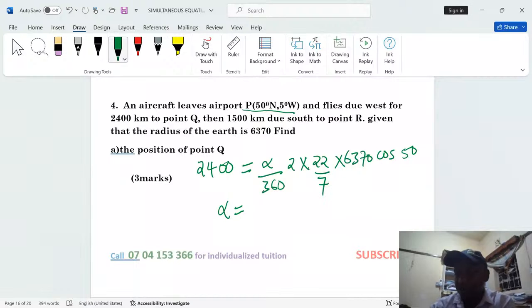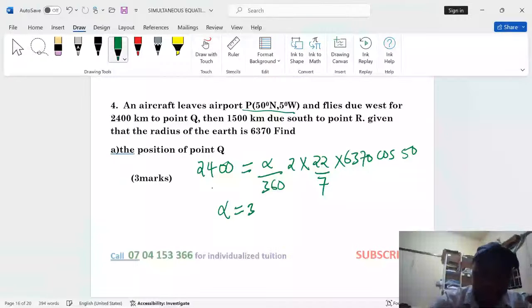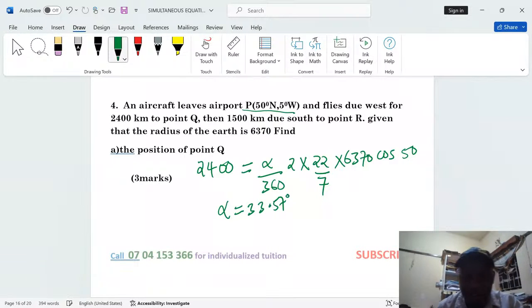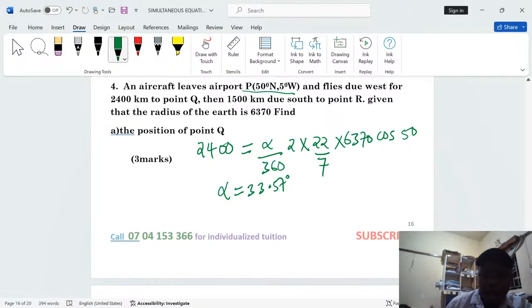This is the last question. An angle difference of 33.57 degrees. So with an angle difference of 33.57 degrees, now we can say that we were at 5 degrees in the west, and we are moving further to the west.